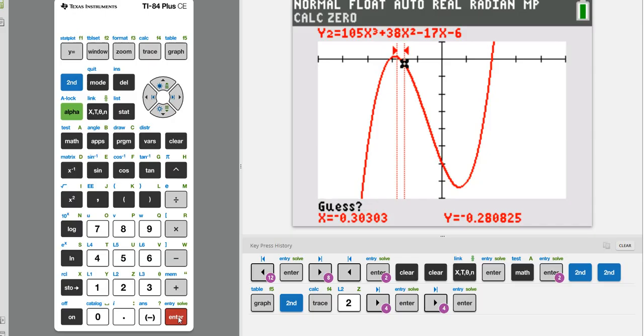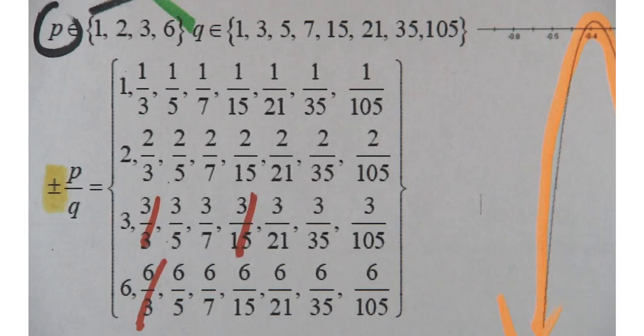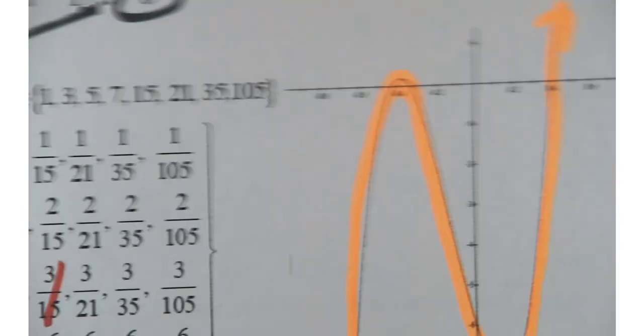What are you getting for that root? Anyone figure out what that fraction represents? Robert? 1/3. Negative 1/3. Yeah, negative 1/3 to be very precise. Well done. So negative 1/3. Nice. So we've got two roots down. We're going to need to figure out a third one.